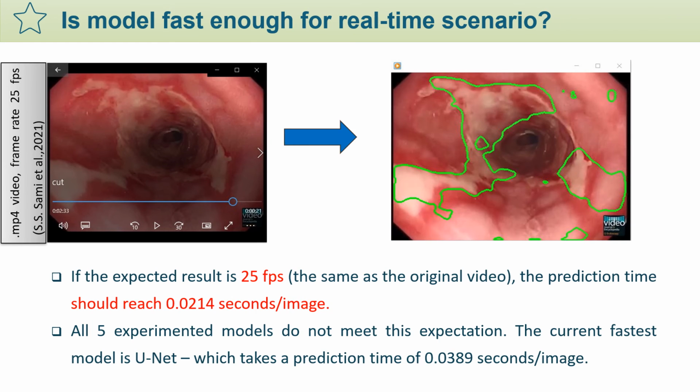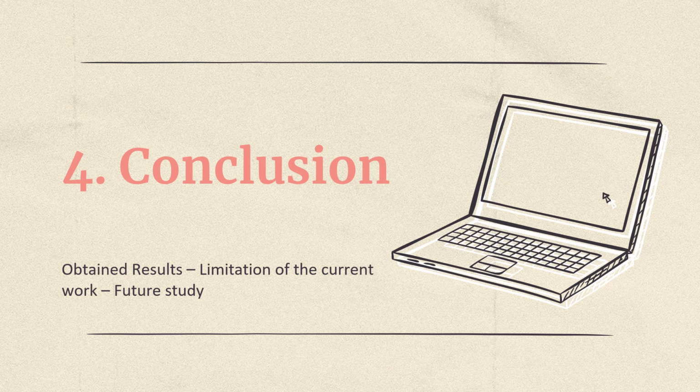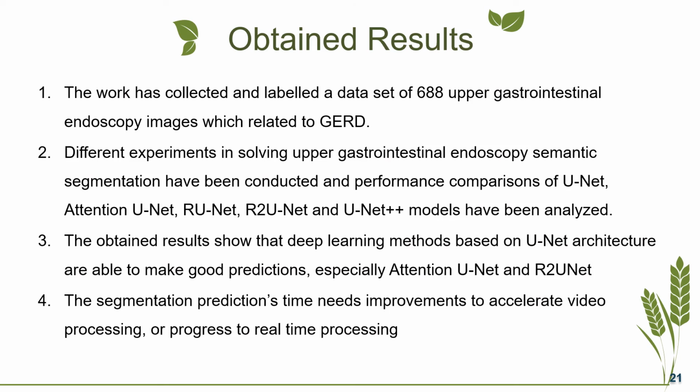Is this model fast enough to apply in real-time scenario? If the expected result is 25 FPS, the same as the original video, the prediction time should reach 0.0214 seconds/image. It is obvious that all 5 experimented models do not meet this expectation. The current fastest model is UNet, which takes a prediction time of 0.0389 seconds/image. In conclusion, we summarize what we have obtained.